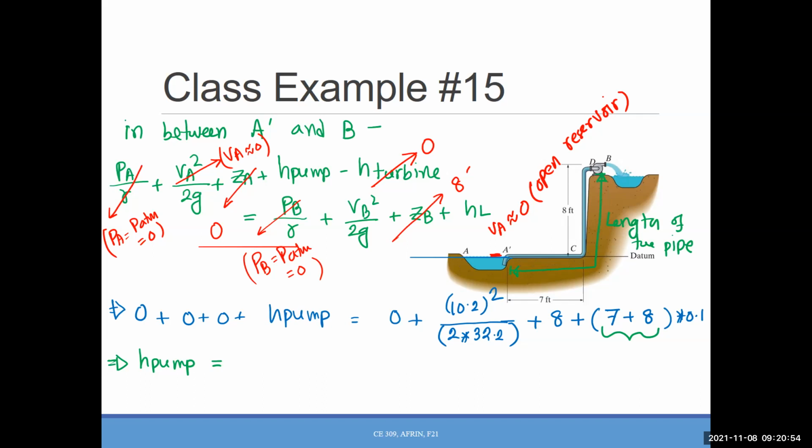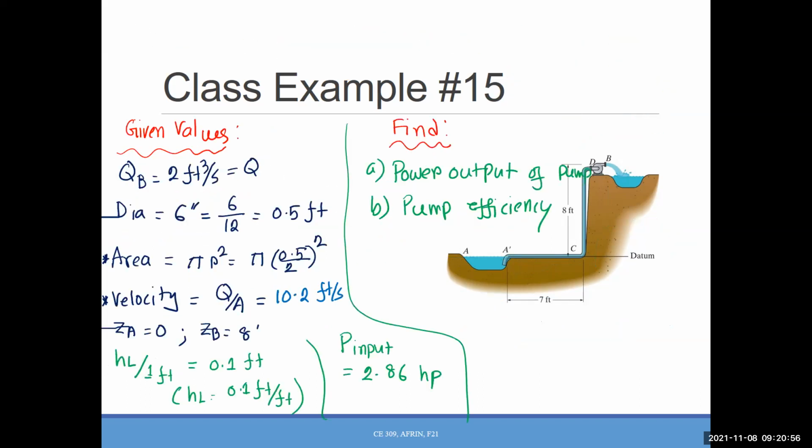V B is from here. The Q was given and the diameter was given. So you can calculate the area of the pipe, right? And if you know the area of the pipe, you can calculate the velocity inside the pipe here. So this is the V B.